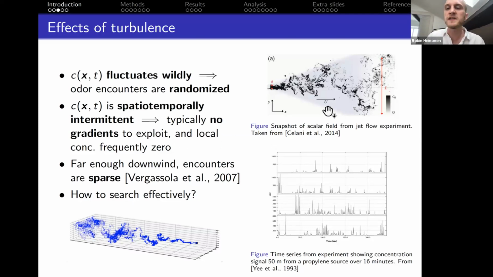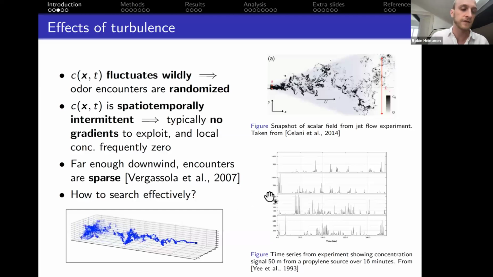So what this means can be visualized, for example, in this plot here, which shows a snapshot from a jet flow experiment of a concentration field. And here the intermittency is realized by this sort of patchy landscape where you have some small localized regions of high concentration mixed over a background of essentially zero concentration. You can also see this in our own DNS simulations, which we'll use later.